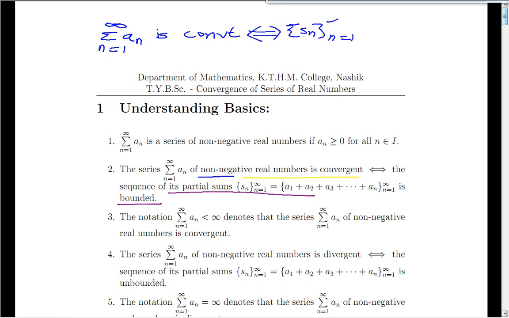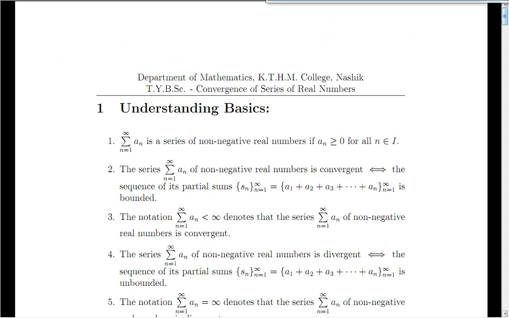This is a series of non-negative real numbers. This result in general is not true for other series of real numbers. This result exclusively holds for series of non-negative real numbers only. A very fundamental fact which we often use is the result which I have stated: the series of non-negative real numbers is convergent if and only if its sequence of partial sums is bounded.